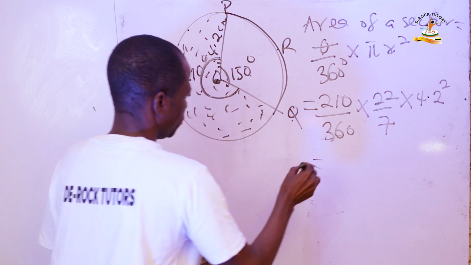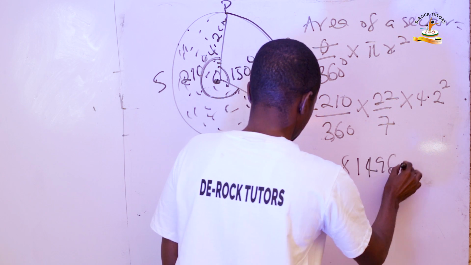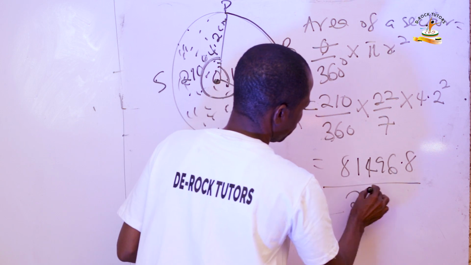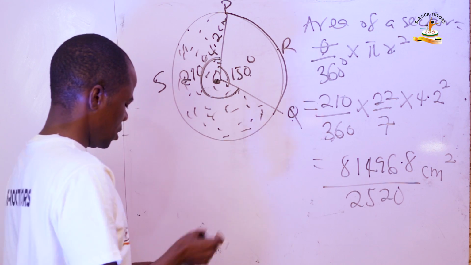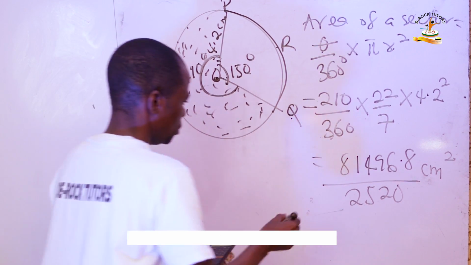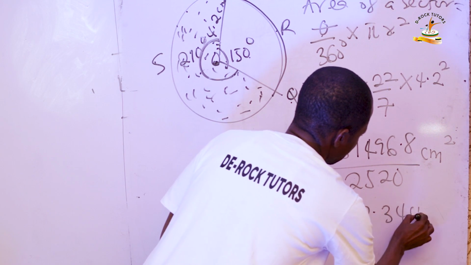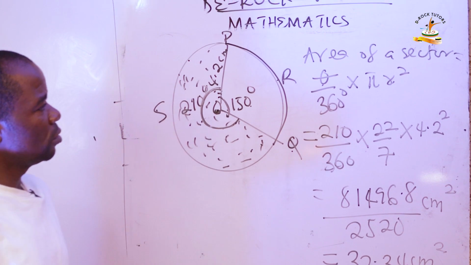That will give us 81496.8, divided by 36 times 7, which is 2520. Don't forget the unit, centimeter squared. So if we divide, we are going to get 32.34 centimeters squared. And if you look at the options, 32.34 centimeters squared is option D. Let's move on to the next question, number 23 now.